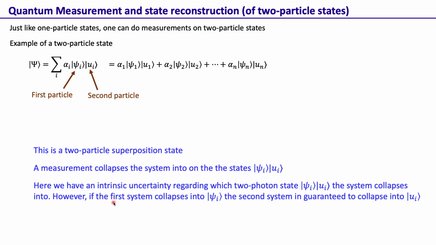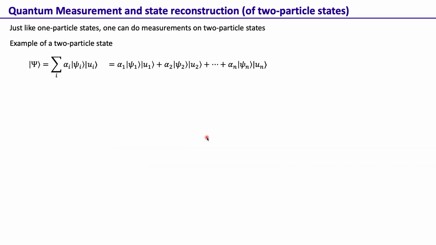But one thing is very clear here: if the first system collapses into psi_i, let's say psi_2, then the second system is guaranteed to be with u_2. So the index corresponding to the first or second system has to be the same. Of course there's an intrinsic uncertainty as to which two particle state we will find in a given measurement, but if we find that the first particle is psi_i, then the second one is guaranteed to be u_i. So that is what we get from the structure of the two particle state over here.